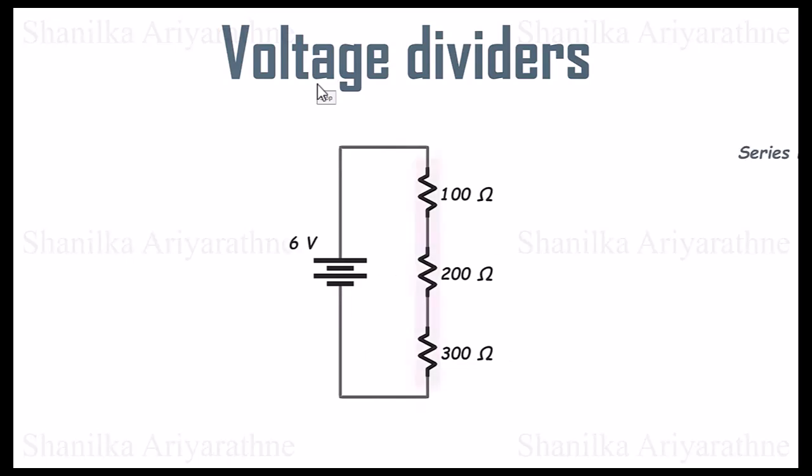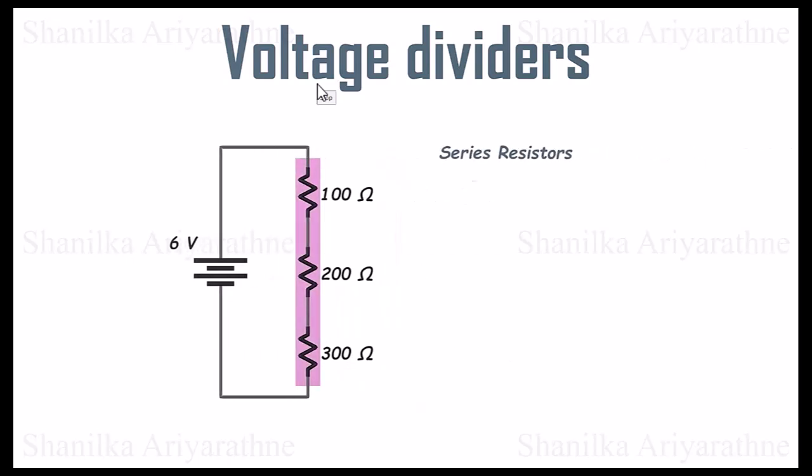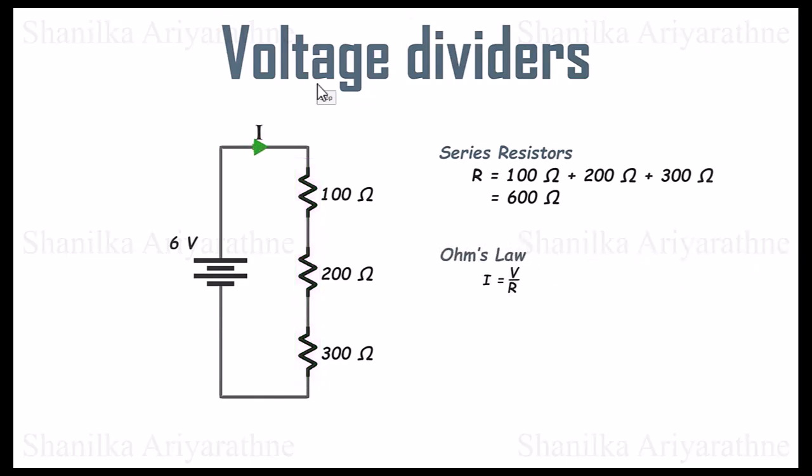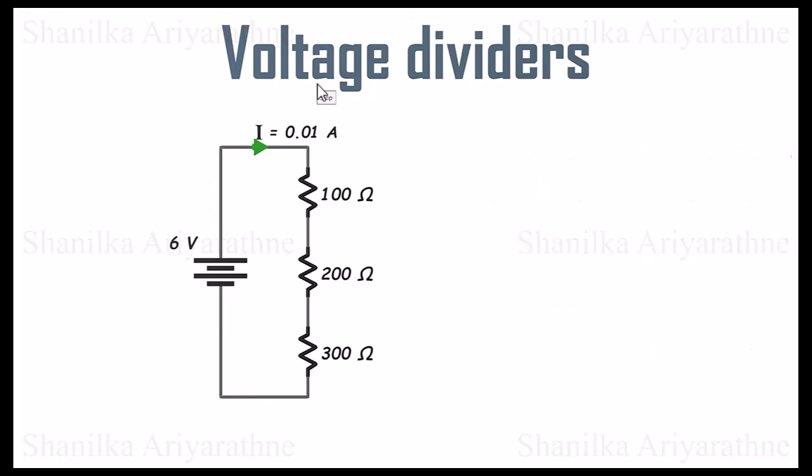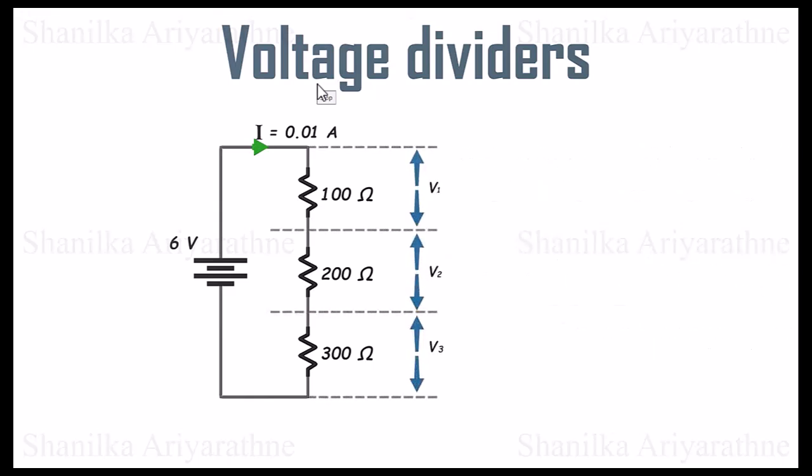We know the total resistance of these series connected resistors are the sum of each resistance. Now we know the total resistance and the voltage across those resistance. Using the Ohm's law, we can calculate the current going through the circuit. Now pay attention to the voltage across each resistor. Since we know the current through the resistors, we can calculate the voltage across each resistor individually.